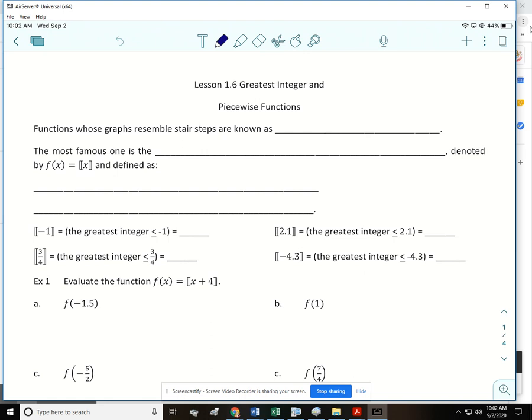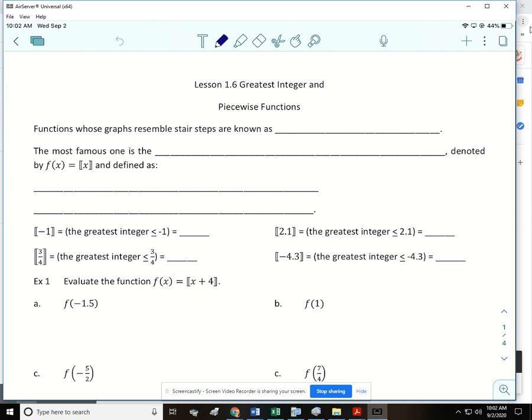This lesson is on the greatest integer function and piecewise functions. Now, greatest integer function is going to be a brand new function for you guys, I'm pretty sure. Piecewise functions you learned about in the 9th or 10th grade, or I guess it would be 8th or 9th grade when you took Algebra 1. And then we've talked about piecewise functions, evaluating them this year, but this is going to be graphing them.